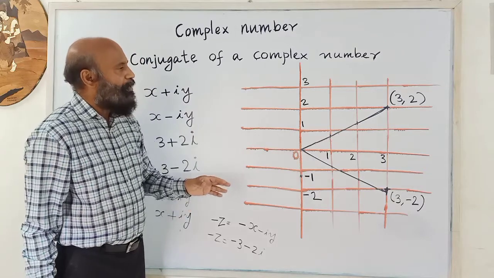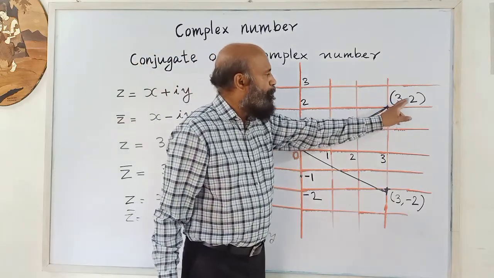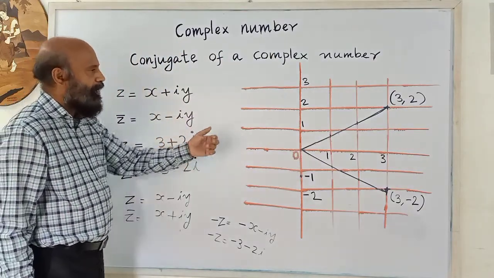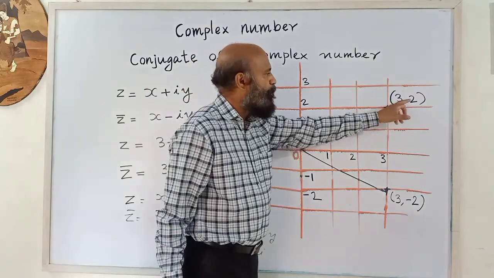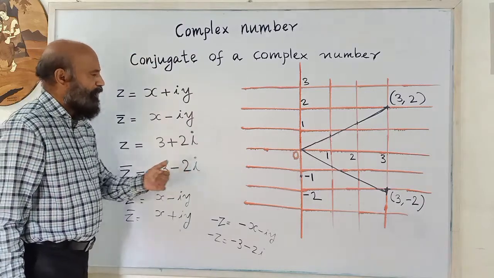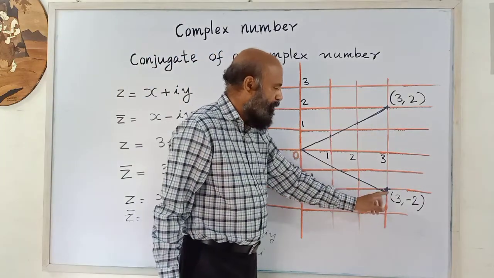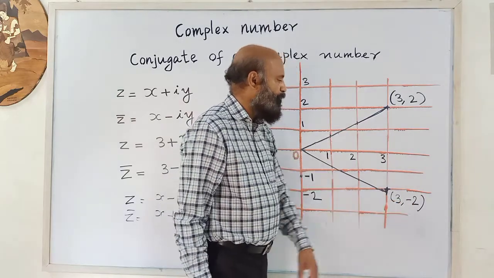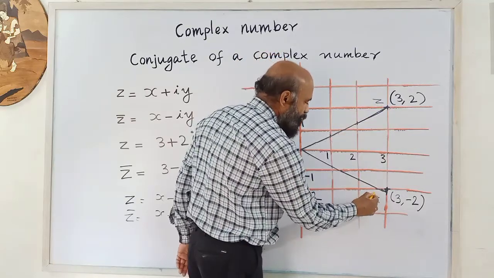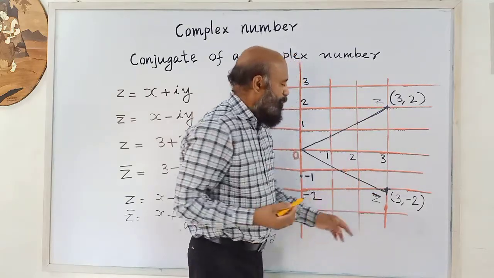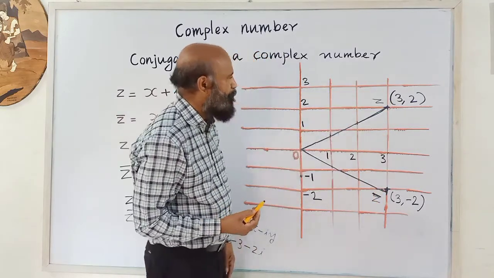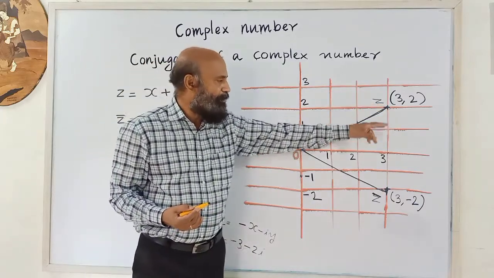A complex number can be represented as an ordered pair of numbers. For example, this complex number 3 plus 2i can be represented as (3, 2). Then its conjugate is 3 minus 2i, so it can be represented as the ordered pair (3, minus 2). So this is Z, and this is Z conjugate. So the conjugate of a complex number can be considered as a mirror image of the complex number.